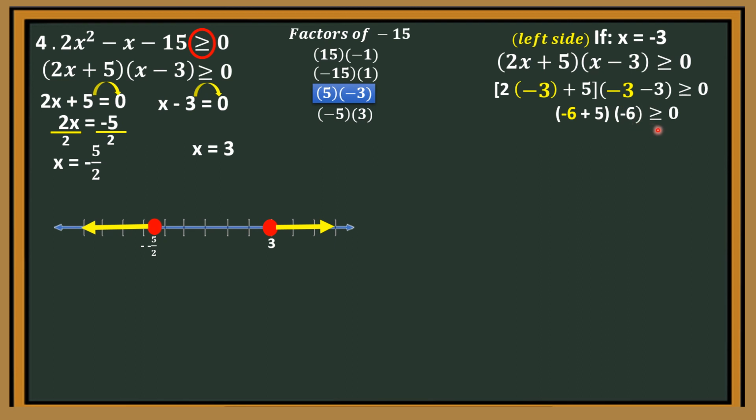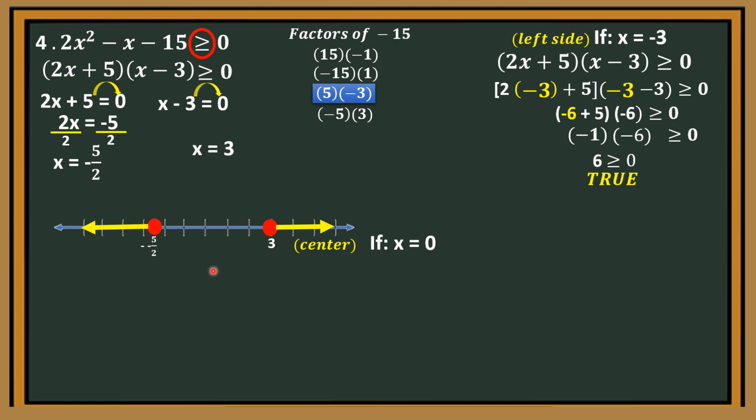Just copy greater than or equal to 0. Let us simplify it further. Negative 6 plus 5, that is negative 1. Just copy negative 6. Greater than or equal to 0. Multiply the 2. The answer is positive 6. Greater than or equal to 0. So, ang tanong, ang 6 ba is greater than or equal to 0? The answer is true. Therefore, kasama ang left side. So, punta tayo sa center.